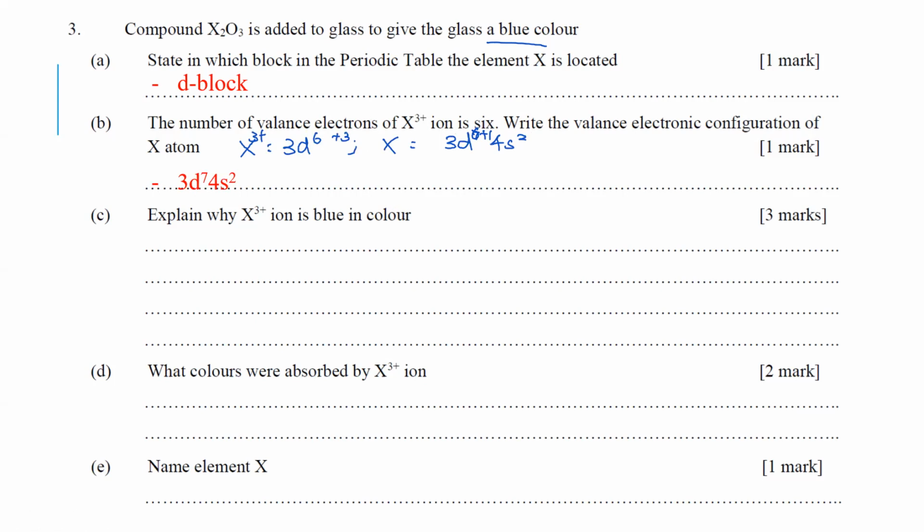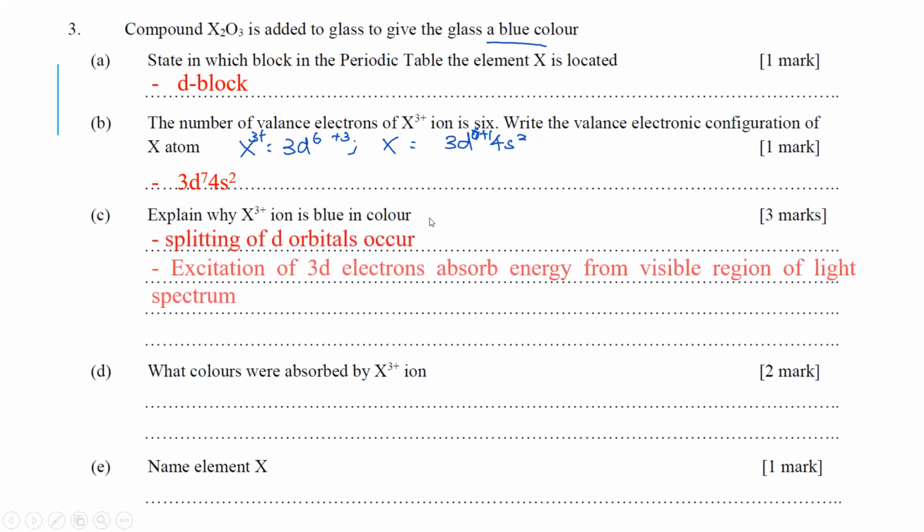Number C, explain why X3+ is blue in color. Here they are asking you to explain why it is colorful. It is because of the splitting of the d orbitals. Splitting of the 3d orbitals occurs inside the transition element. Excitation of the 3d electrons absorbs energy from the visible region of the spectrum, or you say d-d transition takes place. Same meaning.